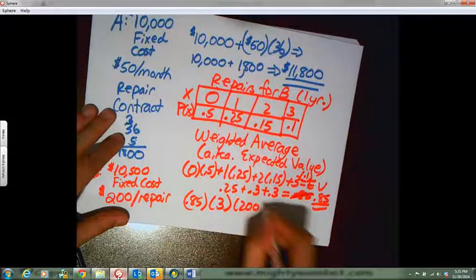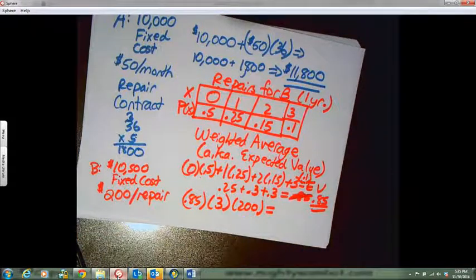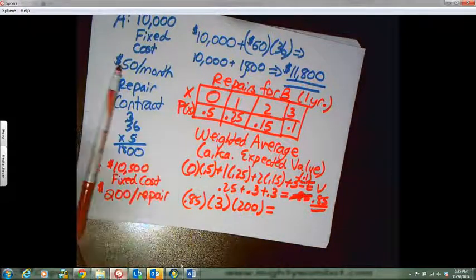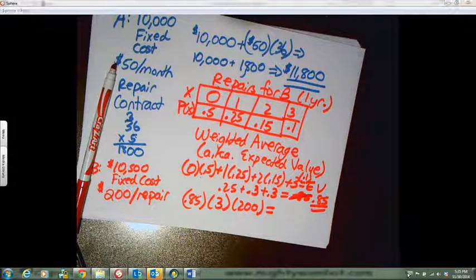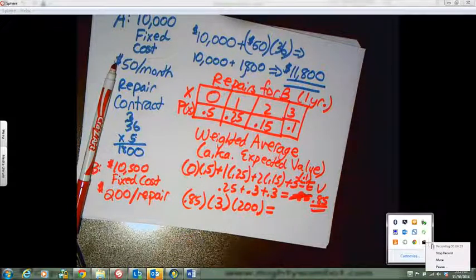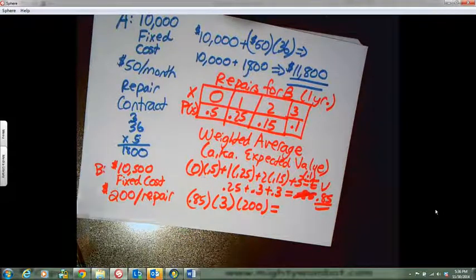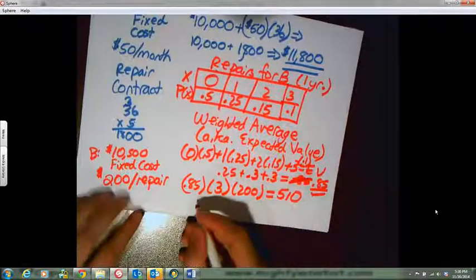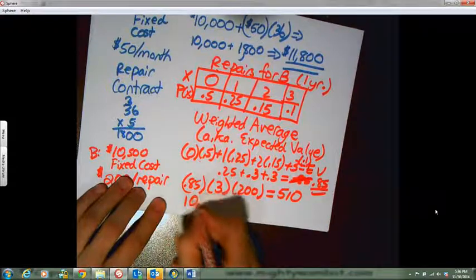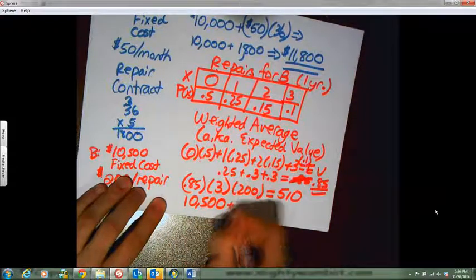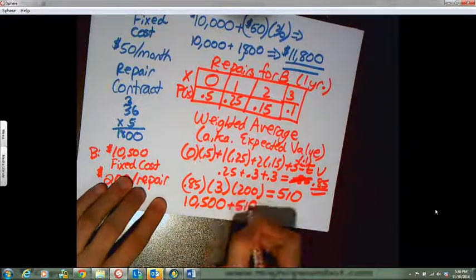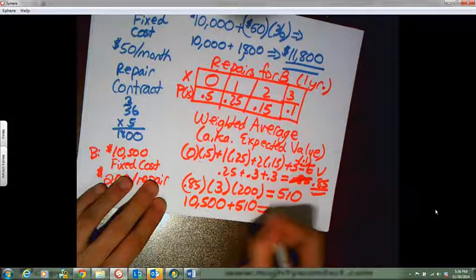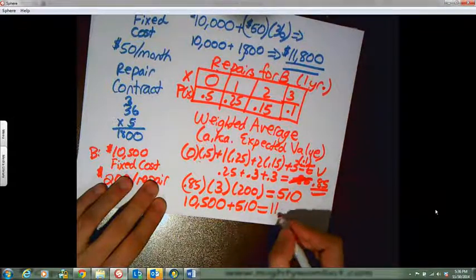Now, I do not have a calculator on me, so let me pause the video as I go ahead and make this calculation. Give me 1 second, please. Alright, this is equal to 510. So what is the cost for B? Well, B, you got to pay $10,500 up front plus $510 on average for repairs. So $11,010. So which should I recommend, B or A?